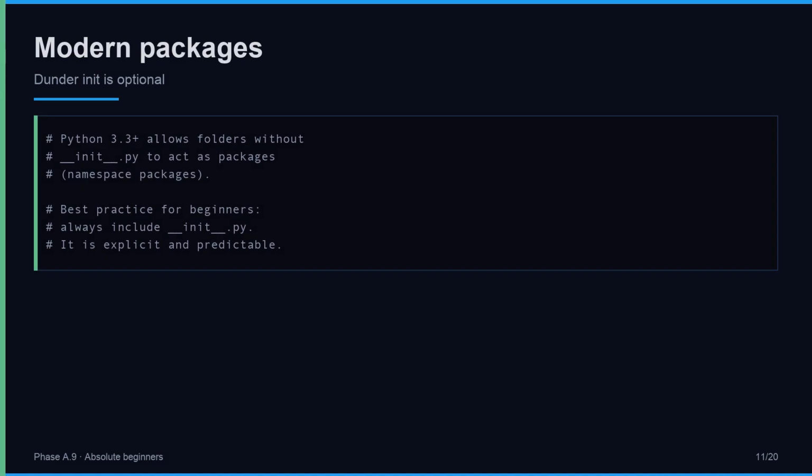Since Python 3.3, folders without dunder_init.py can also act as packages. These are called namespace packages. They are useful for splitting a large package across multiple folders or repositories. For beginners, the rule is simple: always include dunder_init.py. It is explicit, predictable, and works the same way on every Python version. Namespace packages are an advanced feature you can explore later.